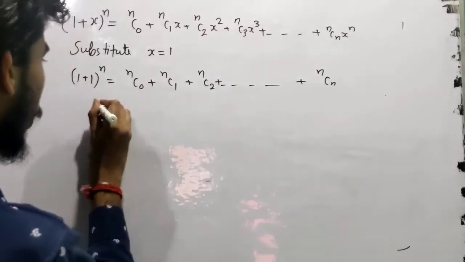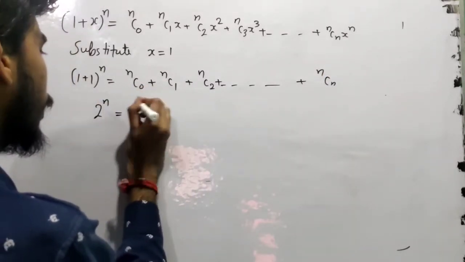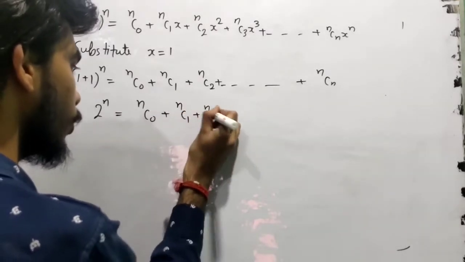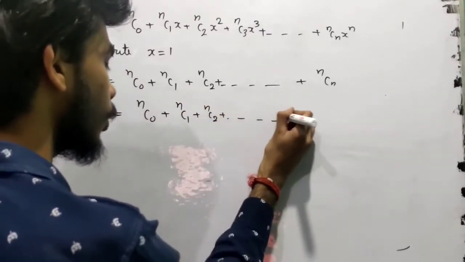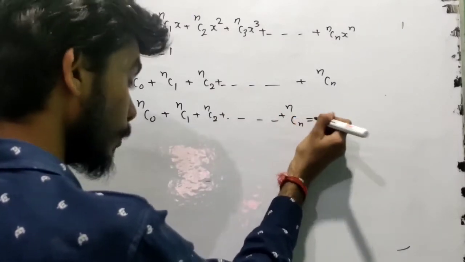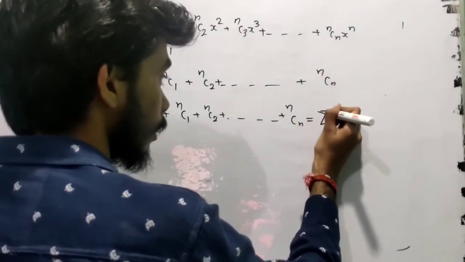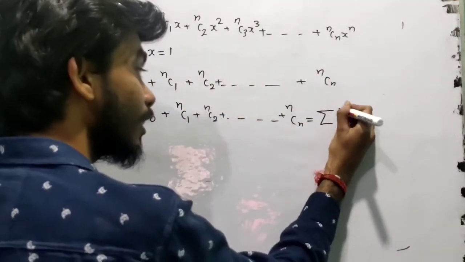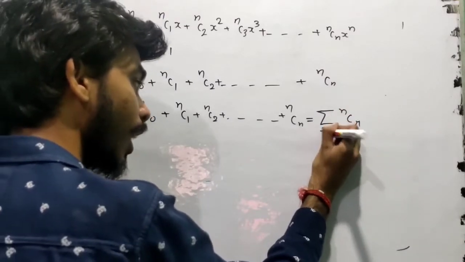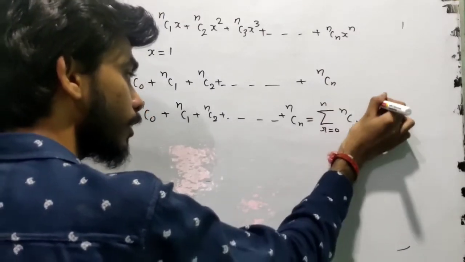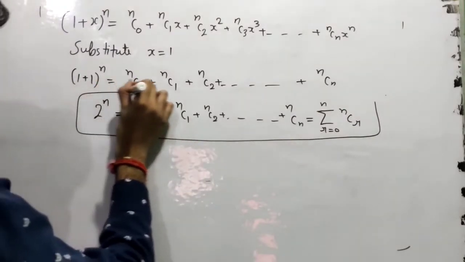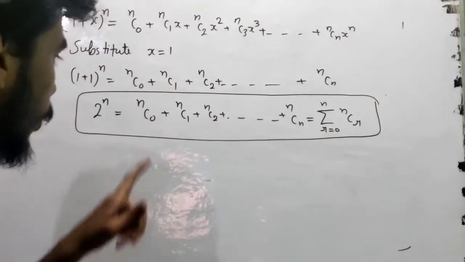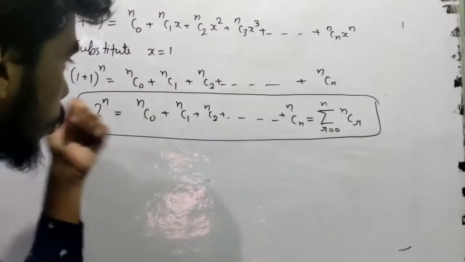So the sum of binomial coefficients is 2^n. This is a property of binomial coefficients and it is a very useful property. So nC0 + nC1 + nC2 + ... + nCn can also be written as the sum of nCr, where r equals 0 to n. So the sum of binomial coefficients is like this: nC0 + nC1 + nC2 + ... + nCn equals 2^n.